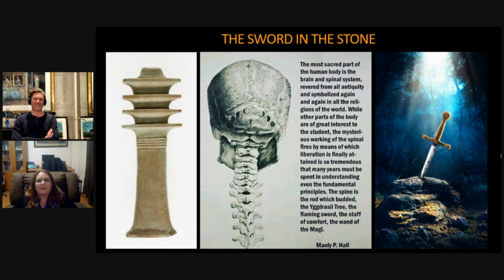And I love this expression here in the center, they're showing the phases of the moon on the back of the skull. So much wonderful symbolism here. So in the center, we have from Manly P. Hall, he says, the most sacred part of the human body is the brain and spinal system, revered from all antiquity and symbolized again and again in all the religions of the world.